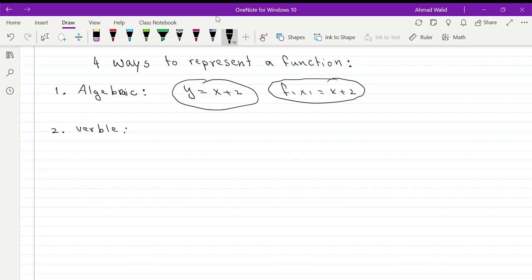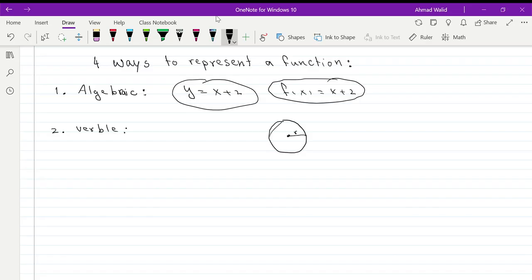What is verbal? All those word problems, most of them representing a function. Correct? For example, the area of a circle is directly, or the area of a circle is increasing when the radius is increasing.